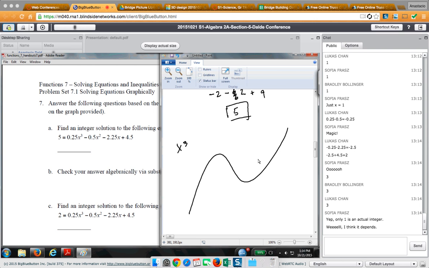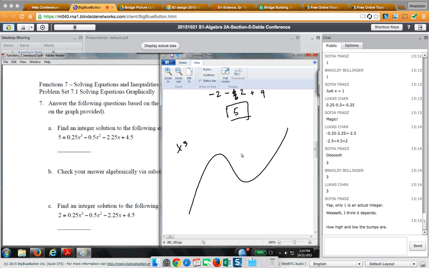And I would say, if I gave you a y value, how many answers will you have? She is saying there's going to be 3 answers. Like, for example, that y value gives you 3 answers. Right? But Sophia's actually onto something. Well, I think it depends on how high and low the bumps are. Because if I ask you, when does y equal 0 in this particular case, how many answers could you give me?